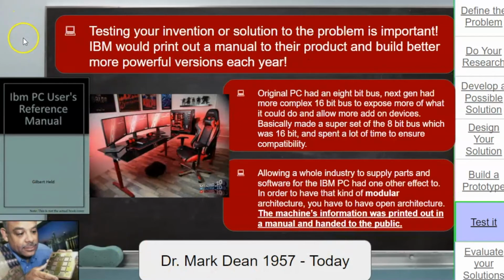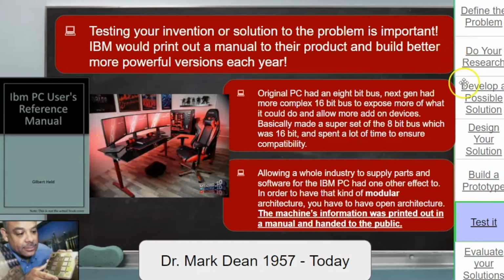Testing your invention or solution to the problem is important. IBM would print out a manual to their product and build better, more powerful versions each year. So IBM not only works on their product, but then they print a manual to the product so that other people and the public, anyone, could see exactly how their computer works and all the specs and specifics of the computer.